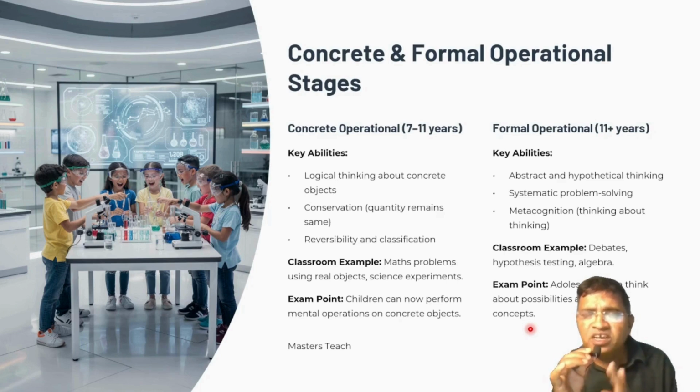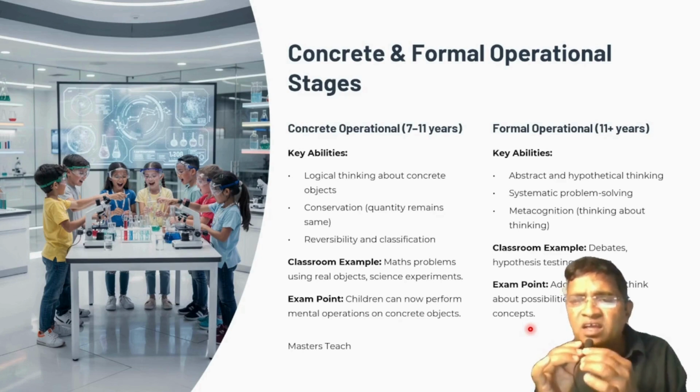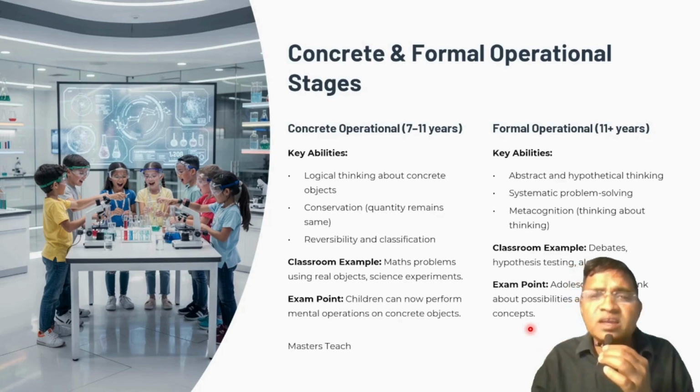Then the formal operational stage, it is above 11 years, that is, 11 plus years. The key abilities are abstract and hypothetical thinking, systematic problem solving, and metacognition, thinking about thinking. Classroom examples: debates, hypothesis testing, algebra. Exam point: adolescents can think about possibilities and abstract concepts.